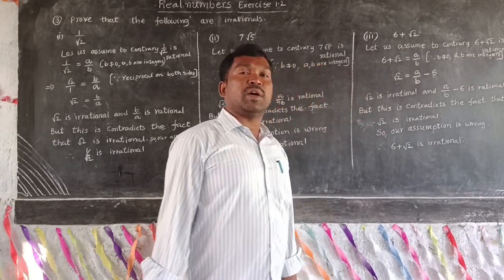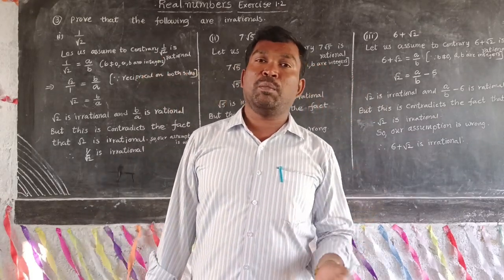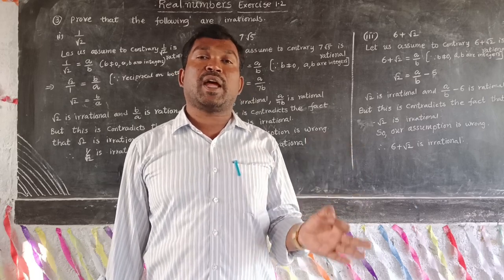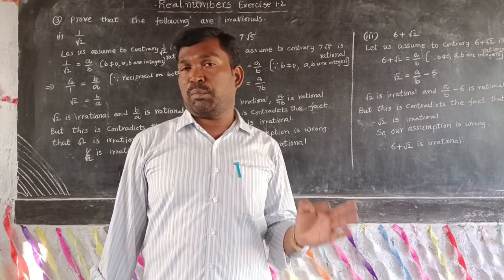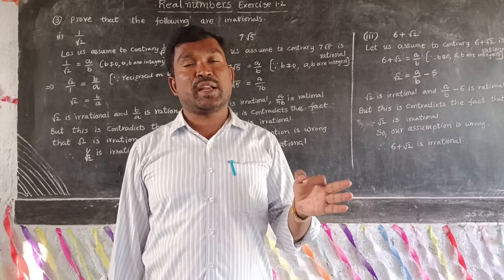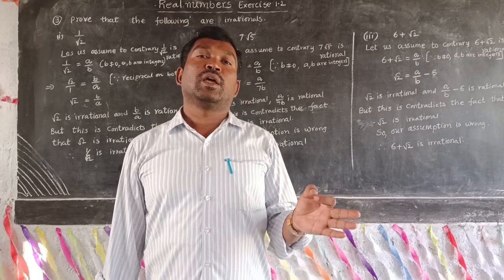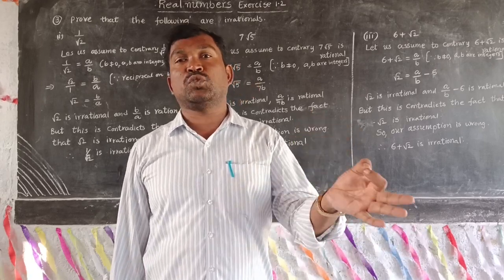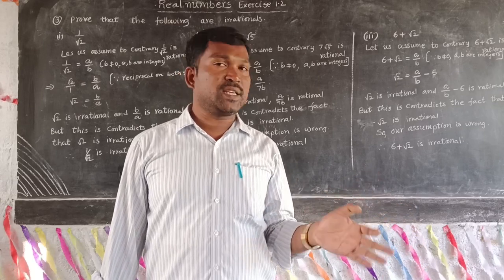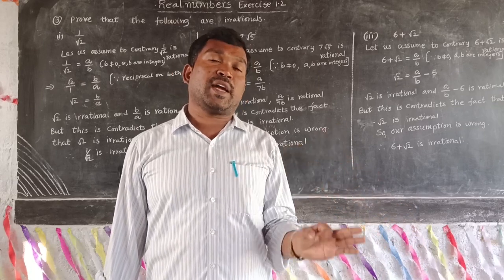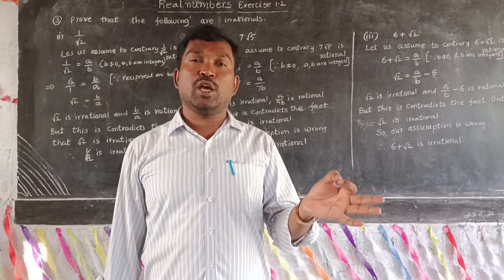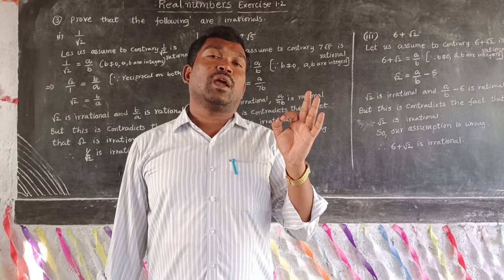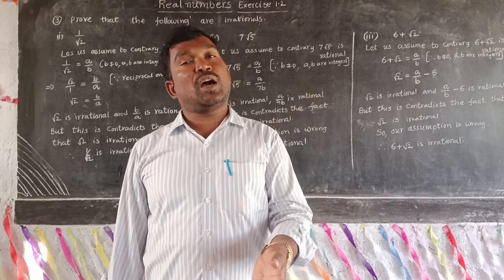All of you remember that every number added to or subtracted from an irrational number: for example, a plus root b is irrational, a minus root b is also irrational. Addition, subtraction, multiplication, a root b is also irrational. A root a by b is also irrational.